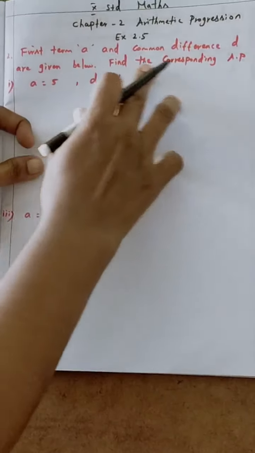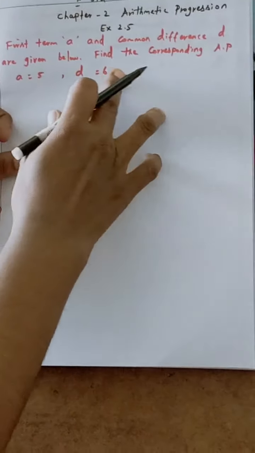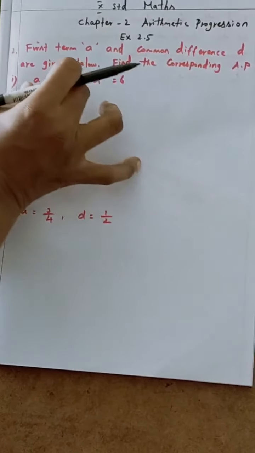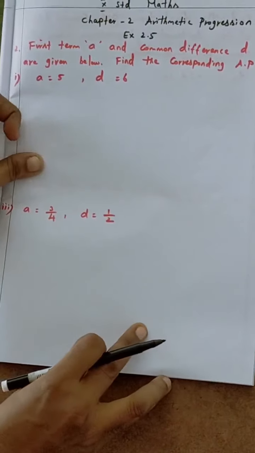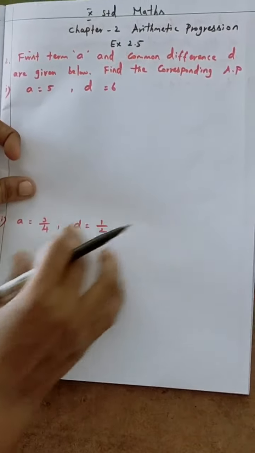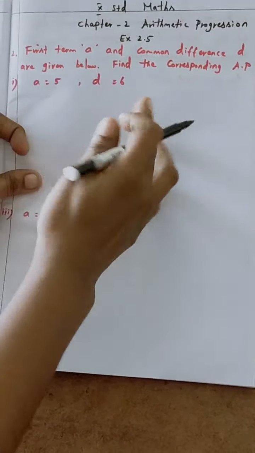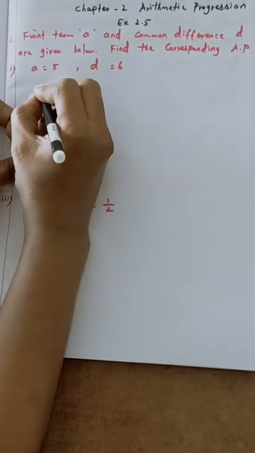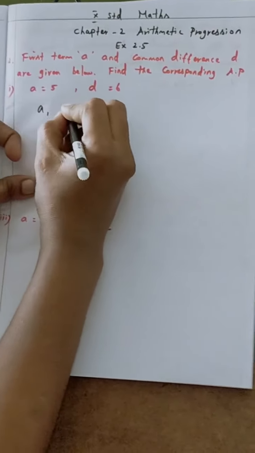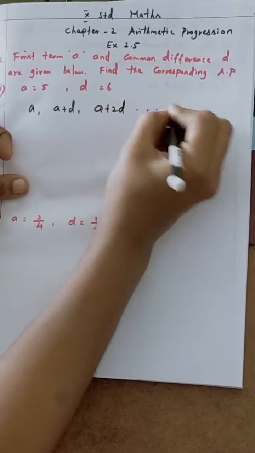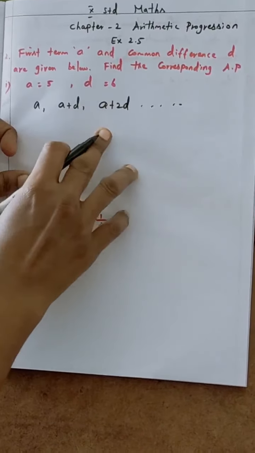First term a and common difference d are given below. Find the corresponding AP. So corresponding AP means the first term and common difference are given; find the arithmetic sequence, that is what you find out. So apply the general form and find the sequence. What is the general form? a plus d, and then a plus 2d, etc. Okay, find a minimum of 3 terms.